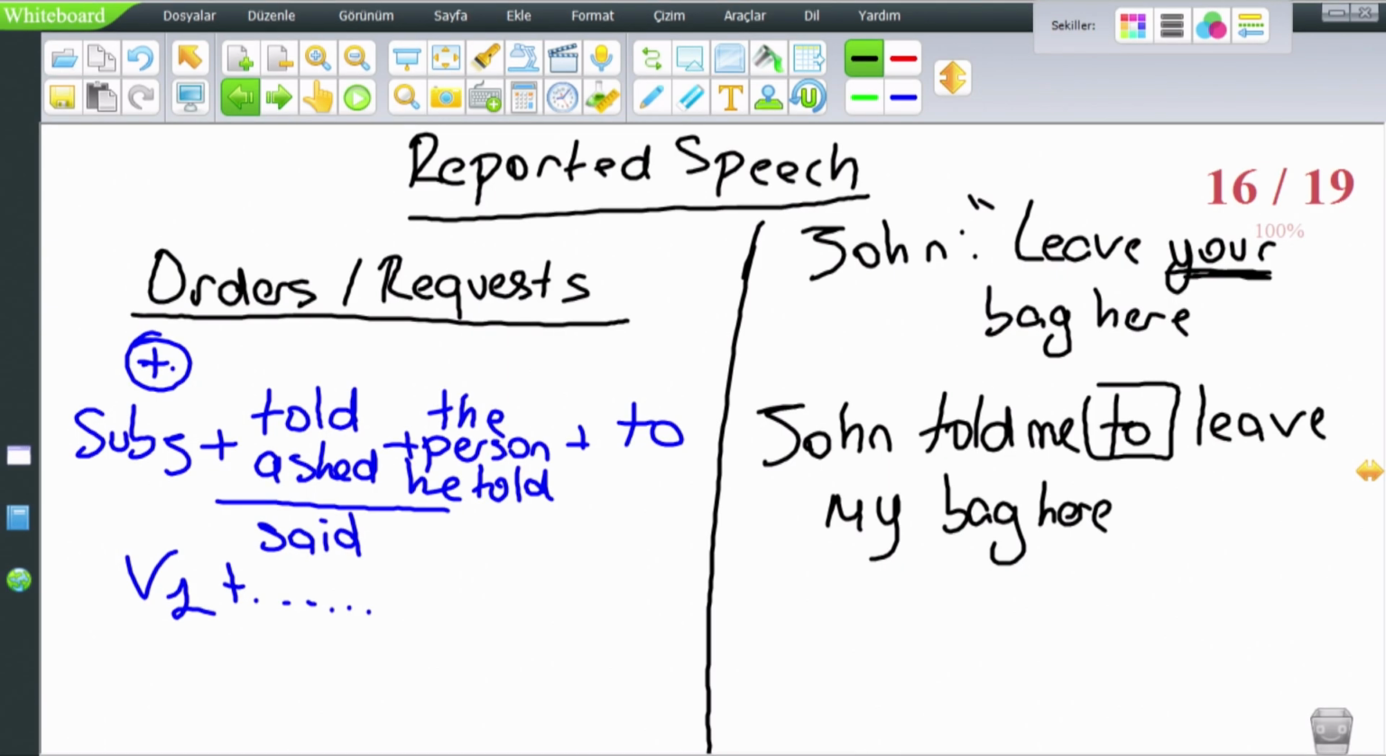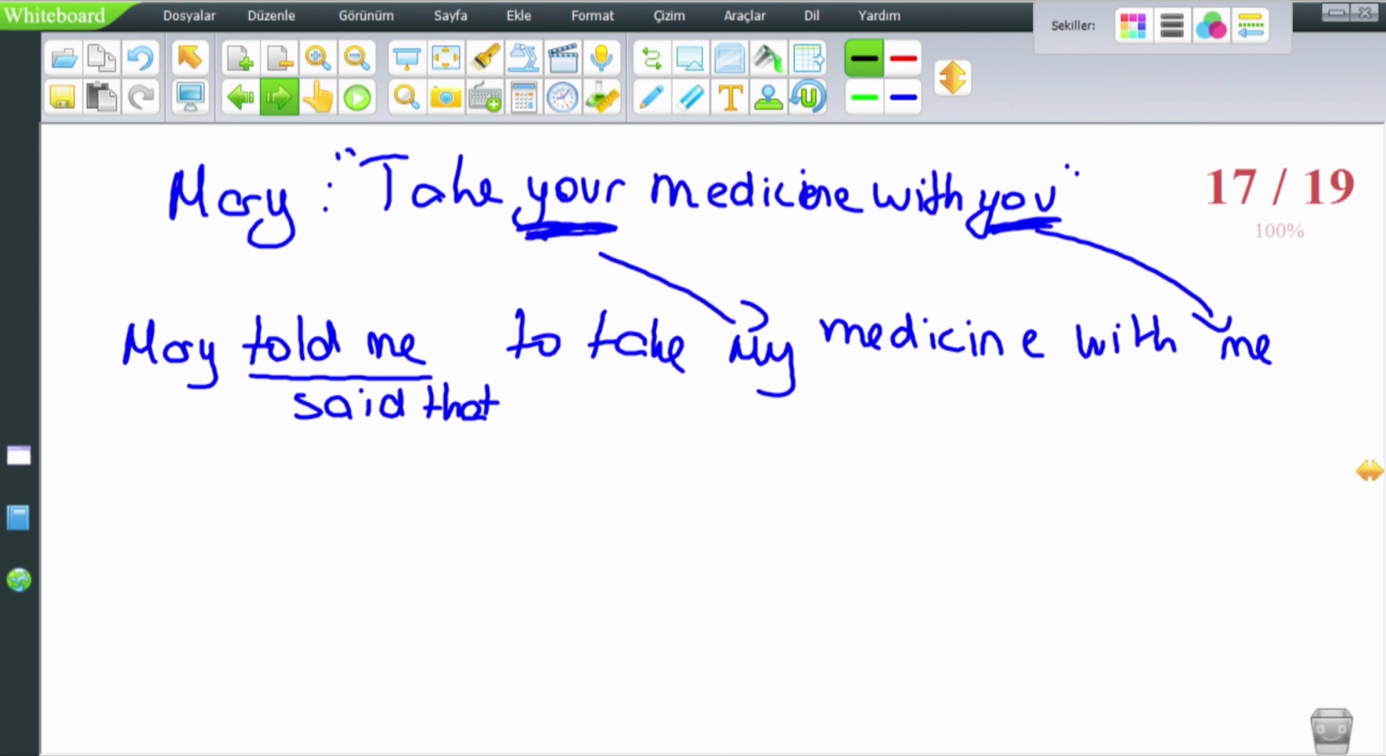If we're talking about an affirmative one, I am going to use to verb 1. For example, John told me to leave my bag here. And the thing that you should be careful with is to transform the time expressions and the pronouns or adjectives. Take your medicine with you. Mary told me or said to take my medicine with me.